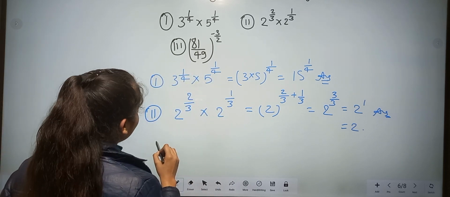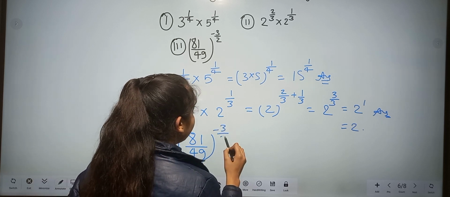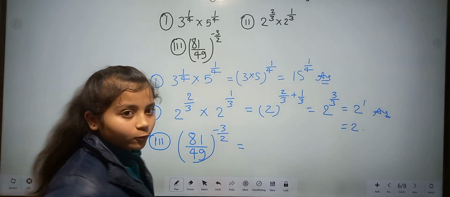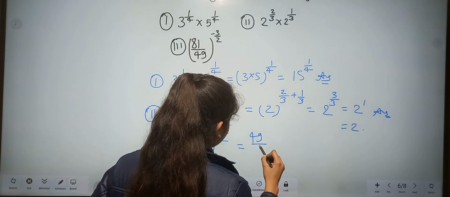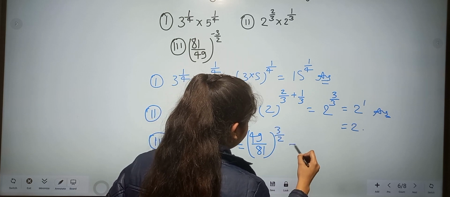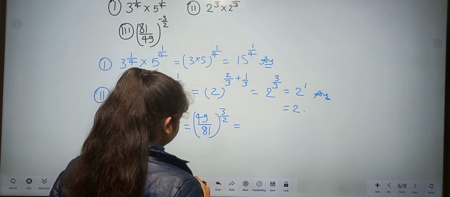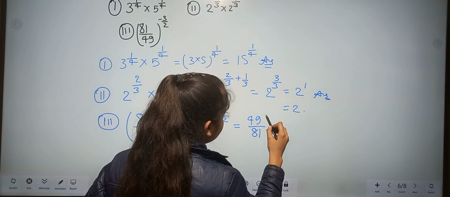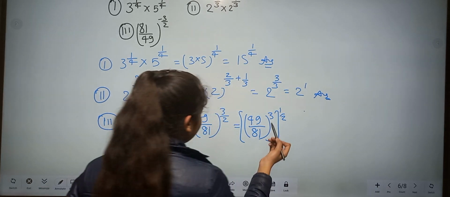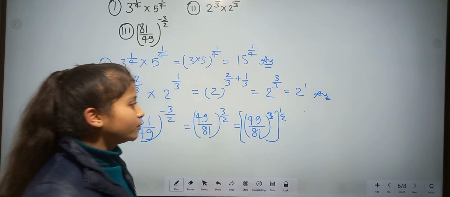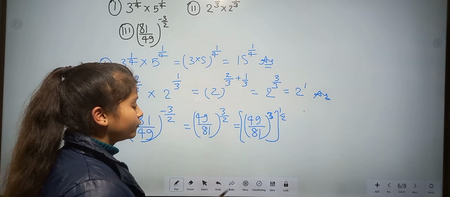And our third and last question is (81 by 49) to the power minus 3 by 2. First of all, we have to remove this minus, and if we remove the minus, the number will be reciprocal, that is 49 by 81, and the power is 3 by 2. Now if we apply the power 3 first, the process will be so long. But if we apply this 1 by 2 first, the process will be short. So we have to use the short process.